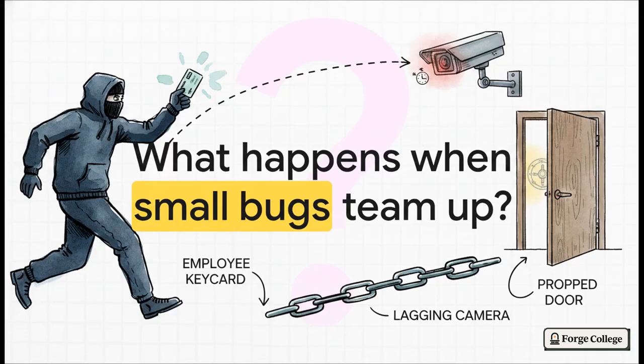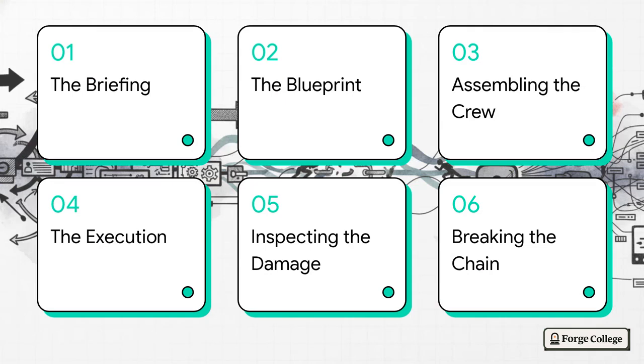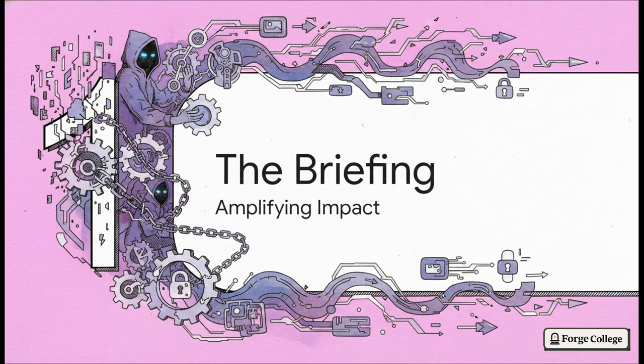Smart contract bugs work the exact same way, just with fewer ski masks. Here is our blueprint for the job. We'll start with the briefing, sketch out the blueprint, assemble our digital crew, execute the actual attack, inspect the damage, and then, most importantly, figure out how to break the chain. All right, part 1, the briefing.